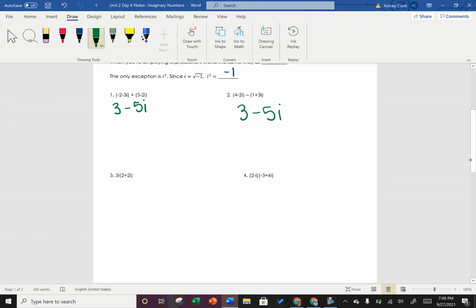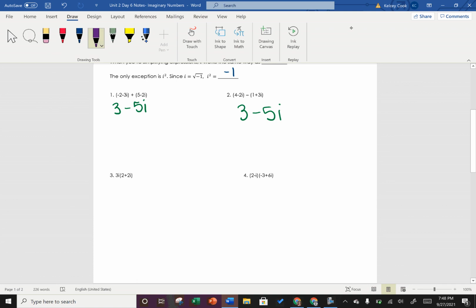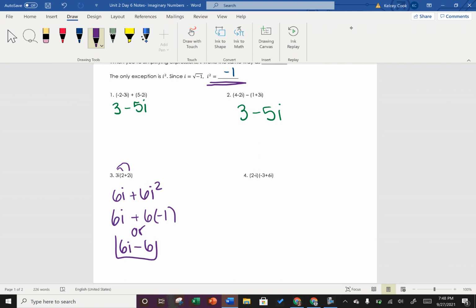Now when we multiply, things get a little different. So 3i times 2, we're going to distribute, is 6i. And then 3i times 2i will be 6i squared. Now up here I told you that i squared was -1. So this is 6i plus 6 times -1, or it ends up being 6i minus 6 as our final answer.